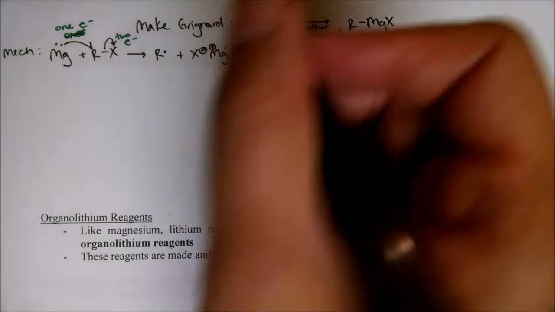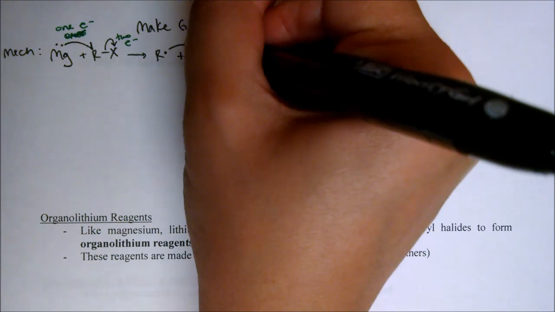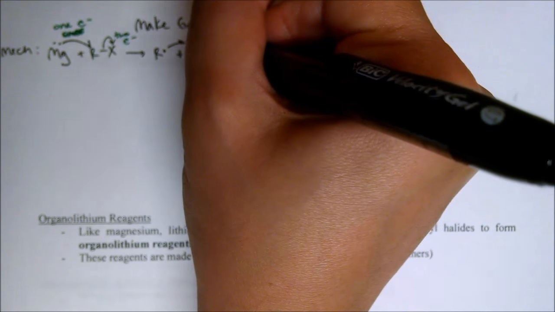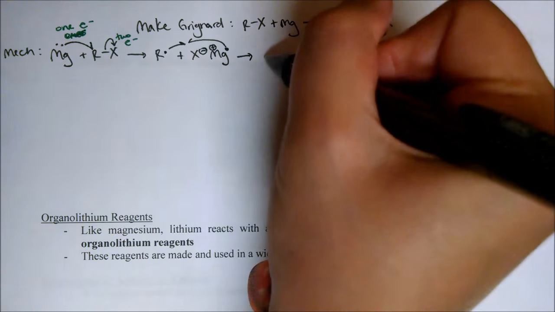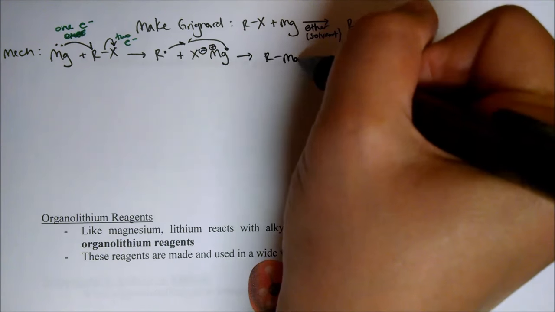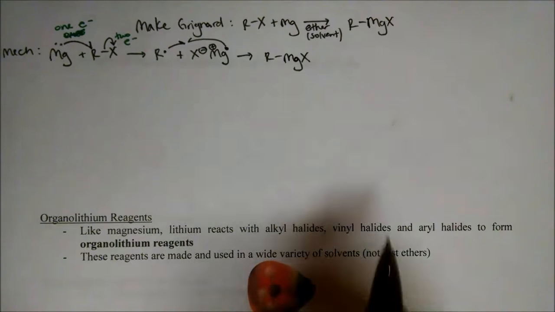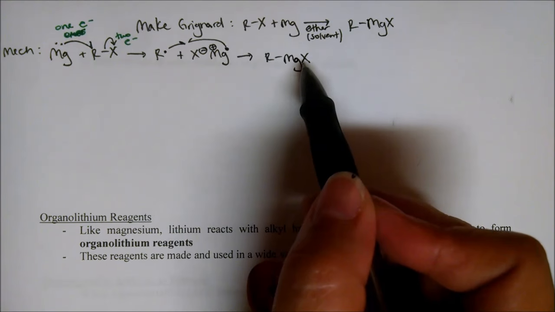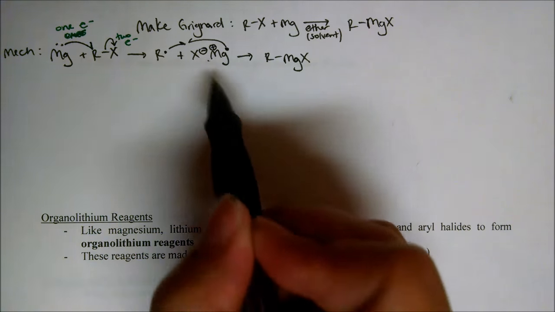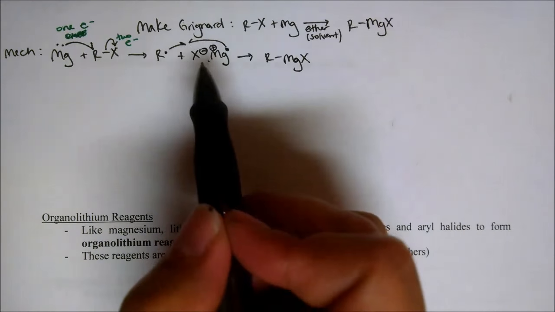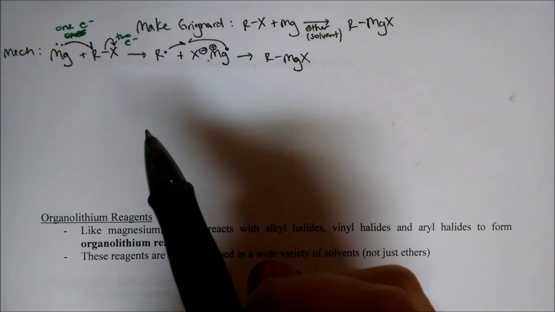And so we have two dots in solution, they come together. They find one another. And we make our RMgX. So it's really just an ionic bond taking place here. It just forms, we don't need to show it. It's just an ionic bond, the coordination between the X minus and the metal plus.